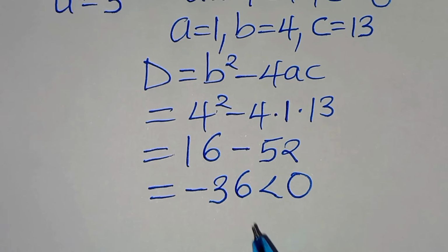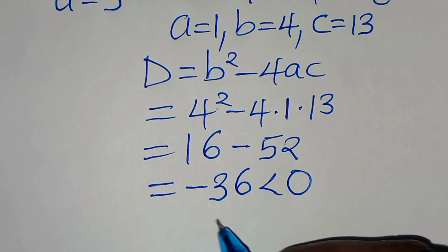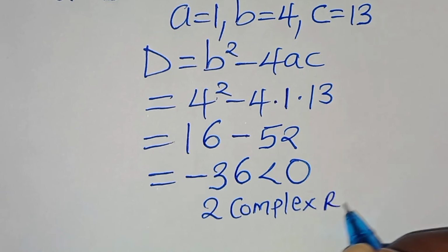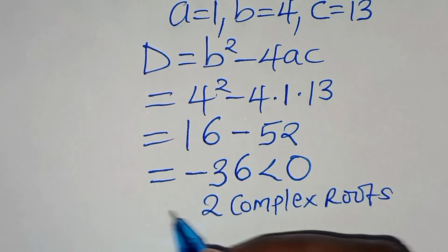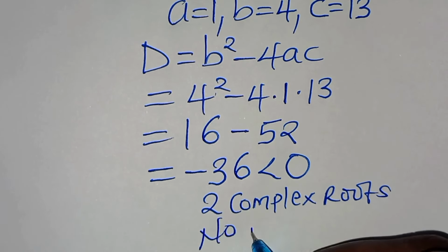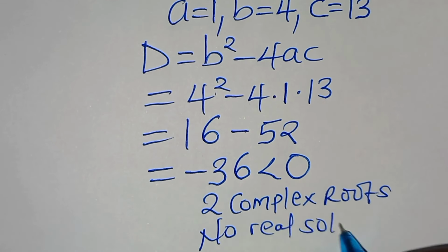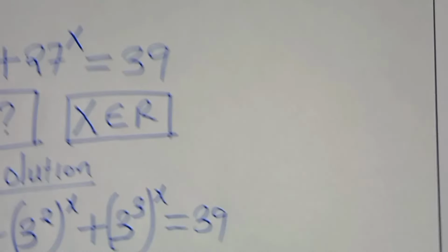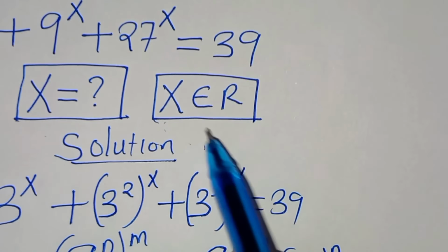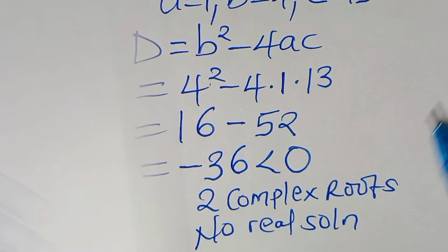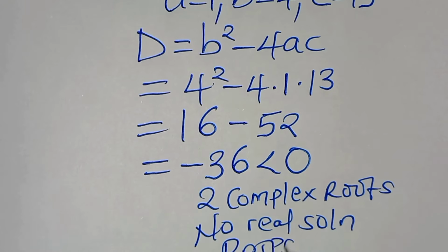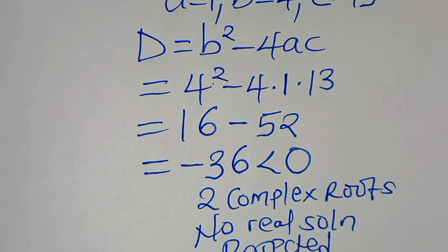And this implies that we have two complex roots. And this means that there will be no real solution from this quadratic equation. And this violates the condition that x, remember x is a member of real numbers. So this quadratic equation part is rejected. So let's reject this quadratic equation.